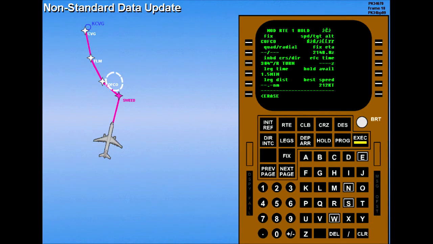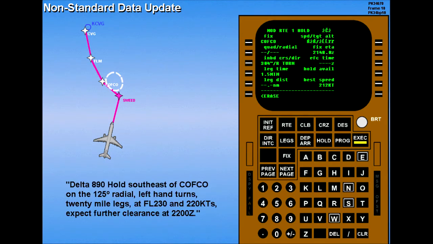Any non-standard holding instructions must be entered manually to update the modified hold page. For example, assume that your clearance includes non-standard holding instructions. To update the page with the clearance, enter each block of non-standard holding data in its respective line. For lesson purposes, we will update all appropriate data on this page first, before executing the modification.